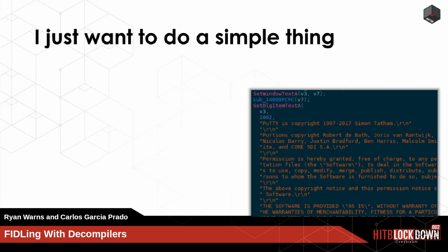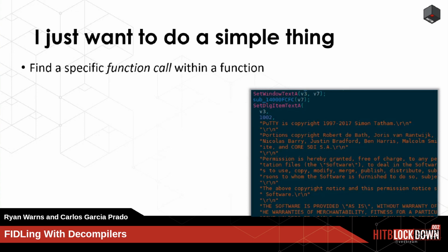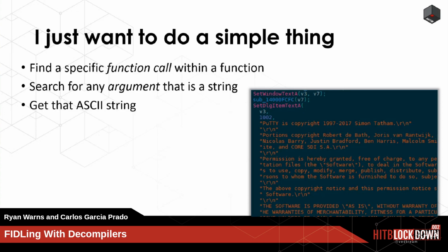So if I want to take this example and find instances of a function call inside of a function, so I want to find references to my set dialog item text A, then grab any argument that is a string, get that string and print it out. In some cases you could imagine, if it's a debug message, you'd be able to log that or put it in a comment, or even rename a function around that functionality. So this simple extraction of parameter data is super useful.